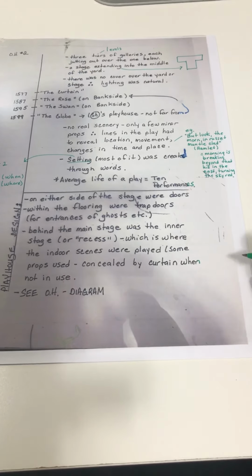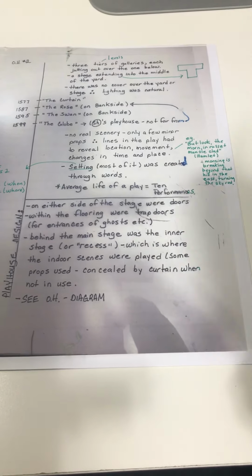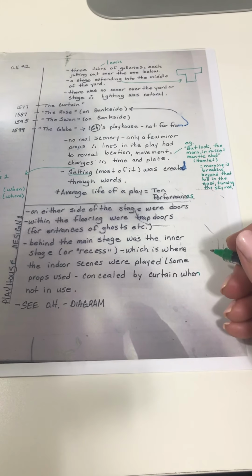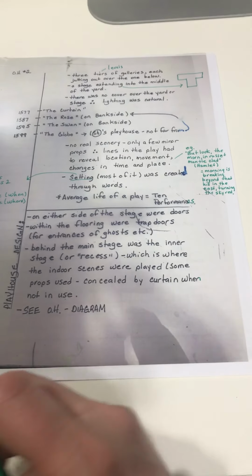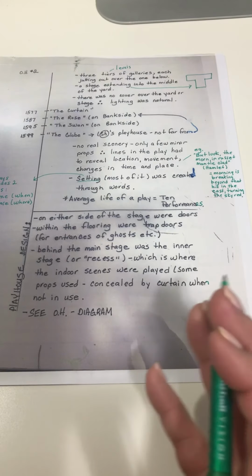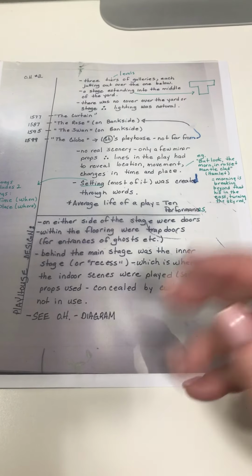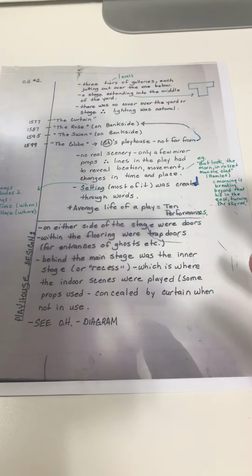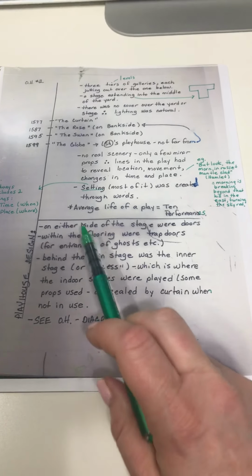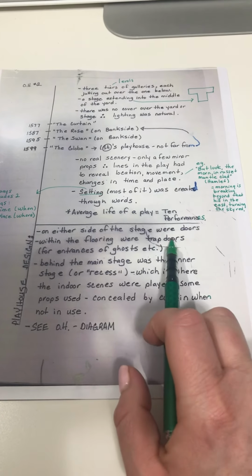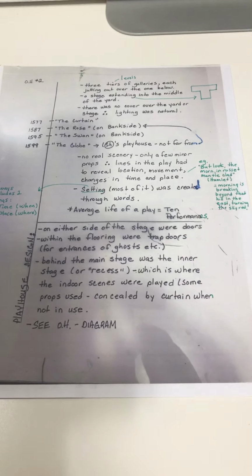All right, let's take a look at the actual design of the playhouse itself. On either side of the stage were doors. And these doors often symbolized countries like France and England. So if a character went off to the right-hand side, the audience would know that symbolically meant they were leaving to go to France, things like that. Within the flooring were trap doors for entrances of ghosts, etc., with smoke.